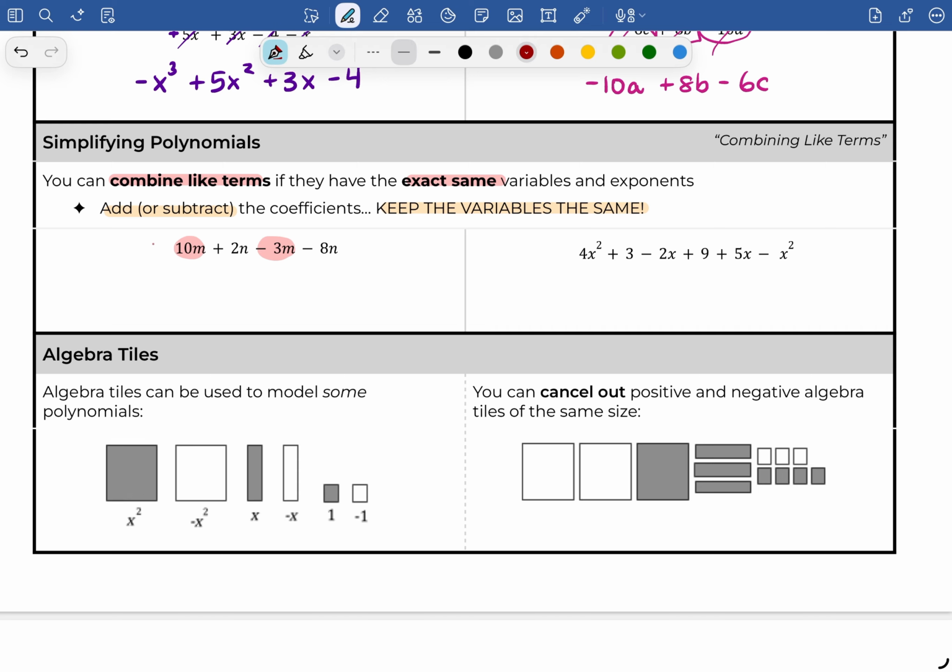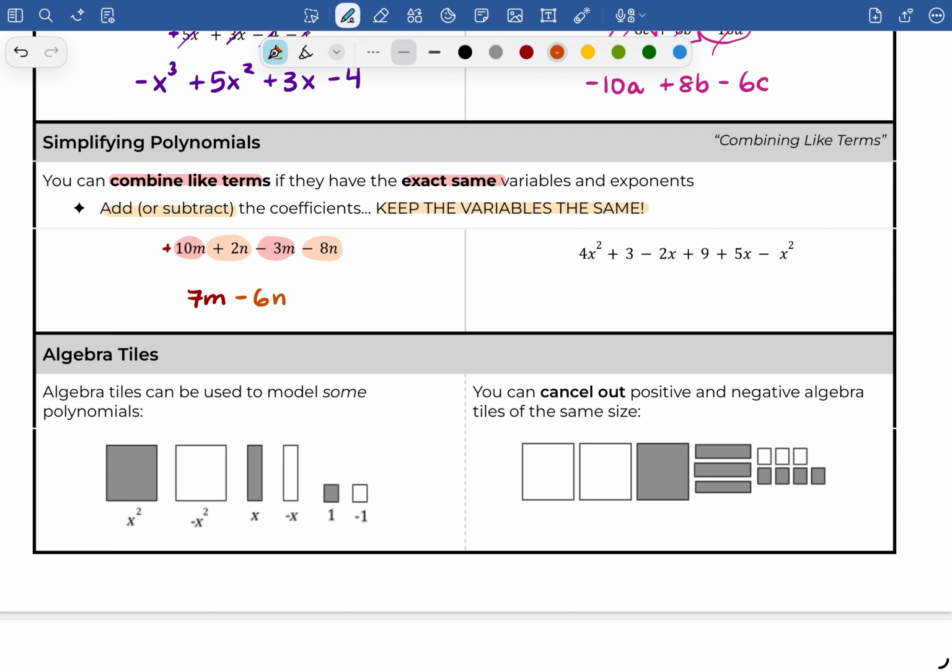And so what we have here is a positive 10 and a negative 3 for our m's. We're really just jumping up and down the number line. So we're starting at 10 and we're subtracting 3. That'll bring us to 7m. And now we're done with those. So now we can take our n terms, and we've got 2n minus 8n. So 2 minus 8 gives us negative 6.